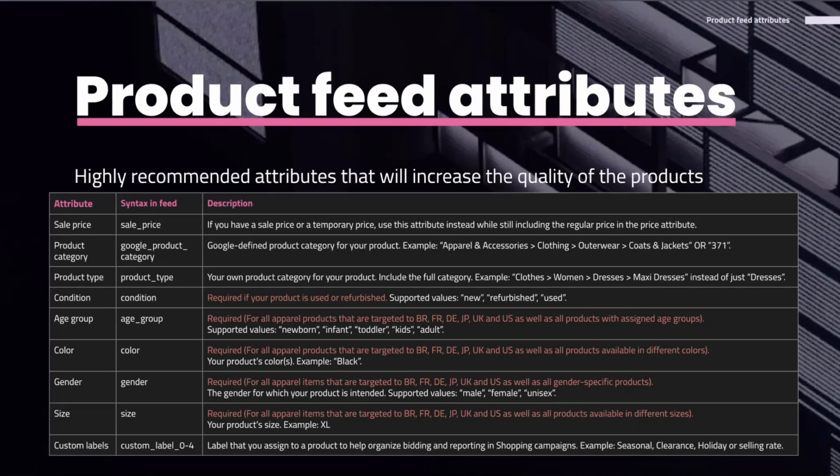And we also want to highlight the custom labels, since we think it's so important to give more information about the products to the actual campaign's performance. So you can organize the bidding with it, for example, and add information about seasonality, clearance, if it's a holiday, or the sales rates, for example.